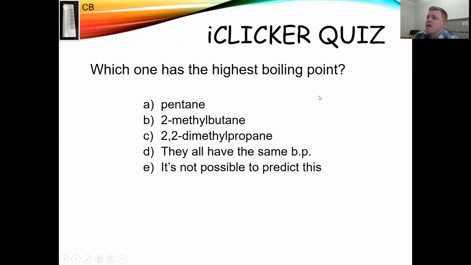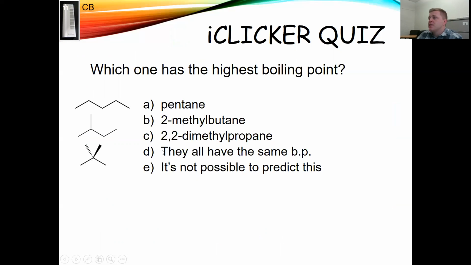Now let's just finish with 2 iClicker quizzes. The quiz here is just going to ask which of these species is going to have the highest boiling point. So we have pentane here, which is just 5 carbons in a straight chain or a non-branching chain. We have 2-methylbutane here, which is a 4-carbon chain with 1 methyl group branching off. And then we have 2,2-dimethylpropane, which is a 3-carbon chain with 2 methyl groups branching off.